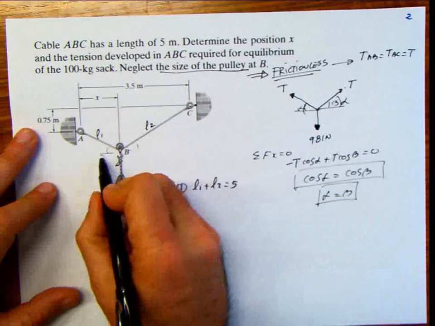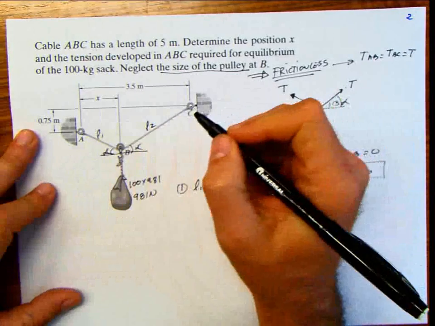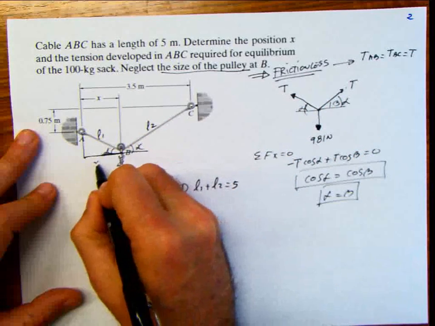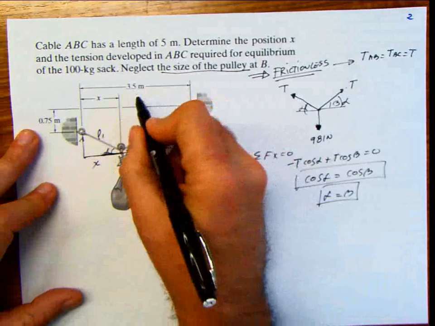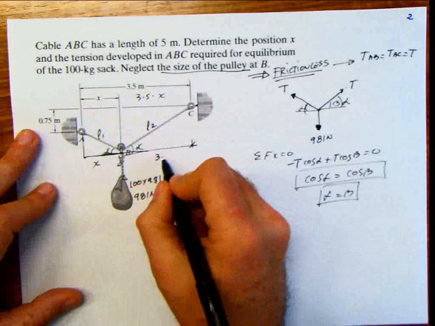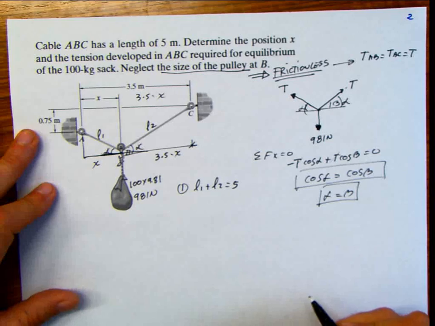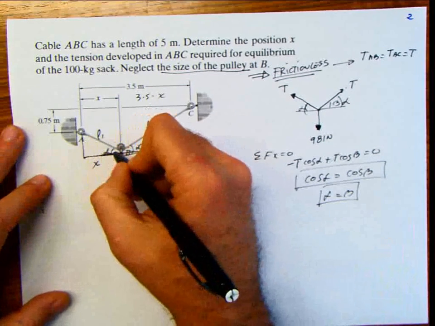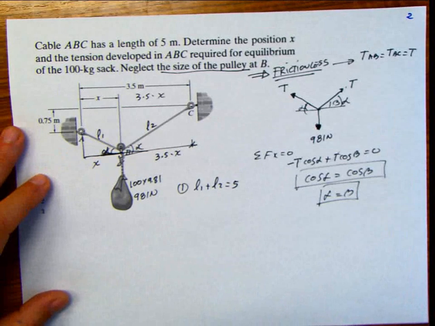Now that I know this angle is alpha, and this angle is alpha, I could complete the triangle here, and say this distance is x, and this distance is 3.5 minus x. And why am I doing that? Because I could express L1 in function of alpha and in function of x. How is that?